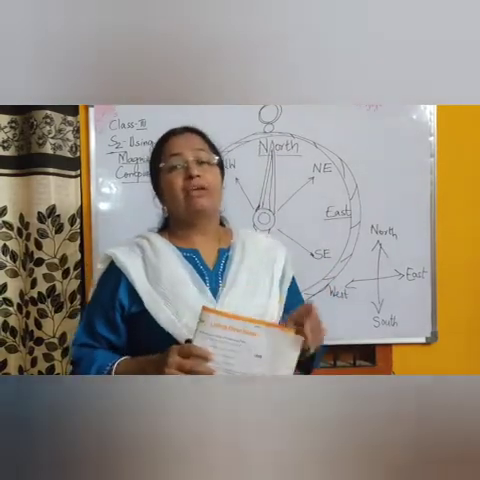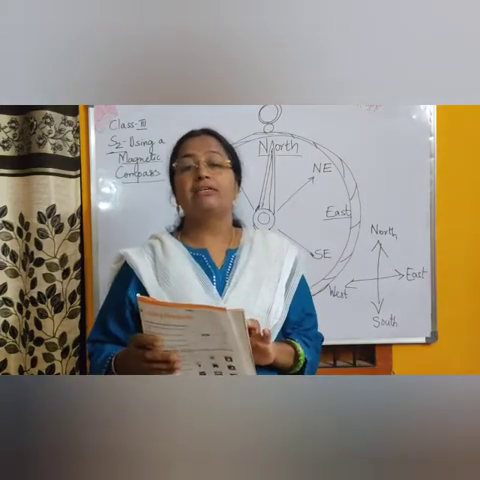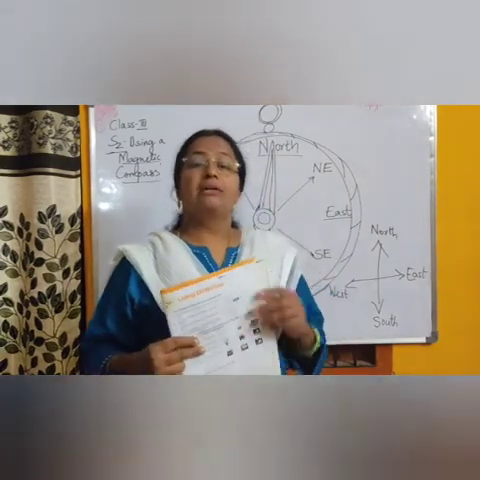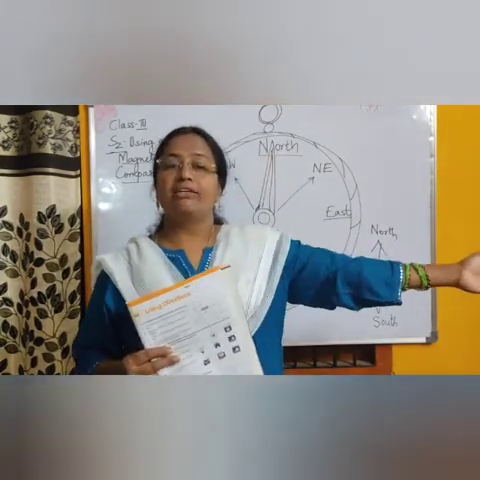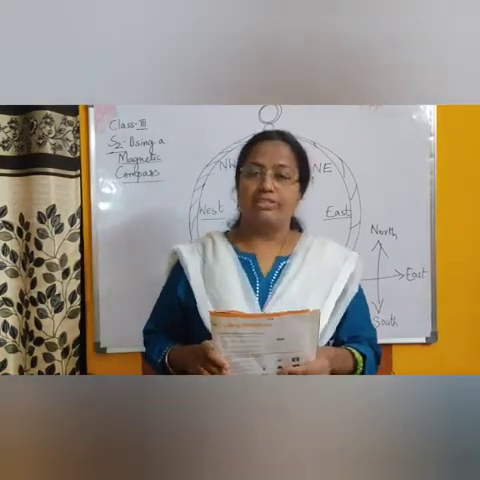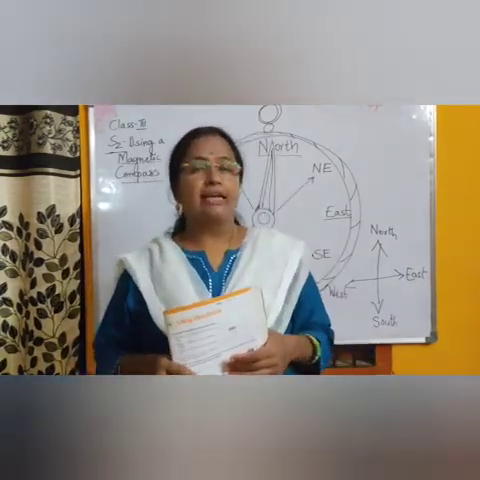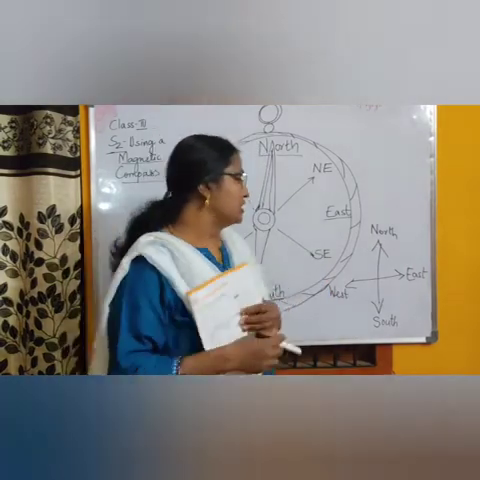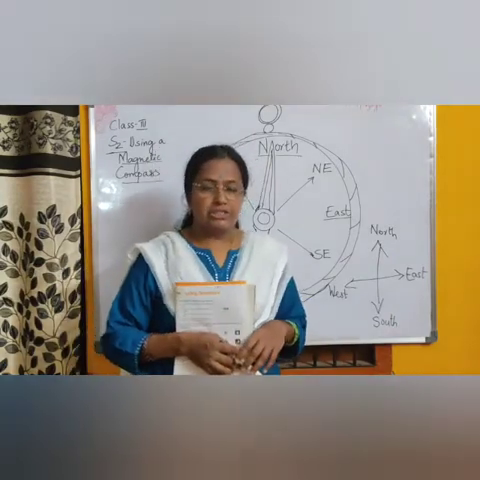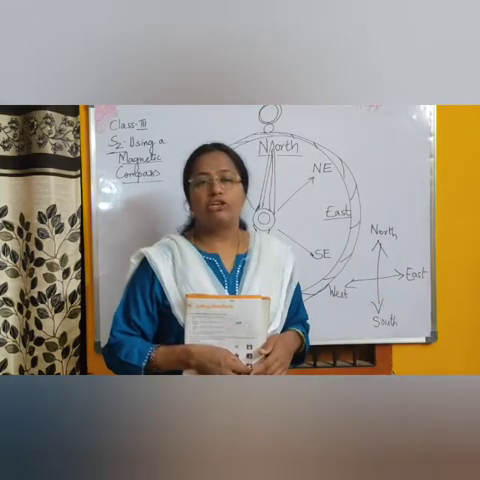I repeat once again. If you know the north direction, if you put your finger on the north direction on the compass, the opposite direction will be south. And from north towards the left, it will be east. Towards the right of north direction, it is west. So this is how we find directions by using a magnetic compass. Okay, these directions north, south, east, west are known as cardinal directions, also known as fixed directions because they don't change with the position of the person.